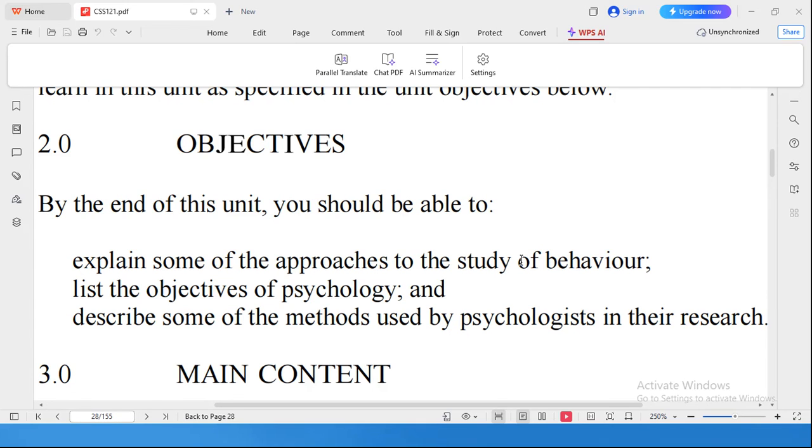Moving further, a class assignment for us, just as usual, and you can drop your answer in the comments section. Explain 4 objectives of psychology. List and describe 4 methods used by psychologists.